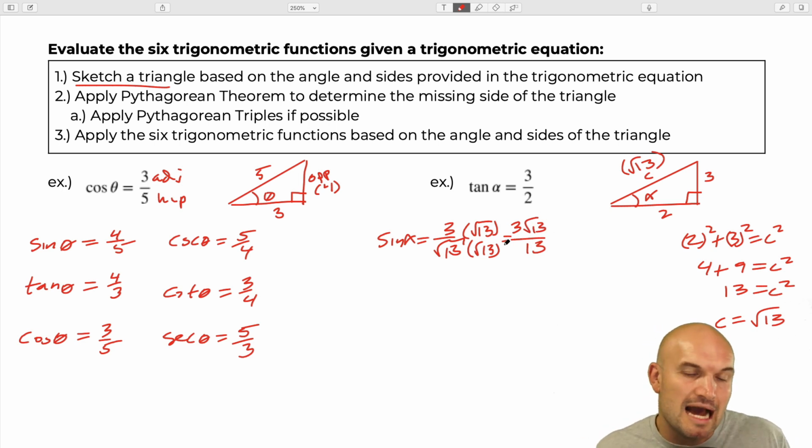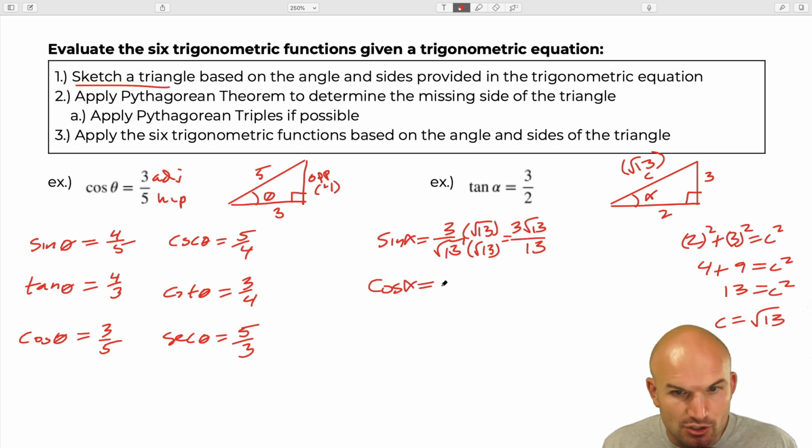So this is a very common practice for trig. A lot of times, unless you're told not to, answers on tests and exams are going to have a rationalized denominator. That's just your accepted form. So cosine of theta is going to be 2 square root of 13.